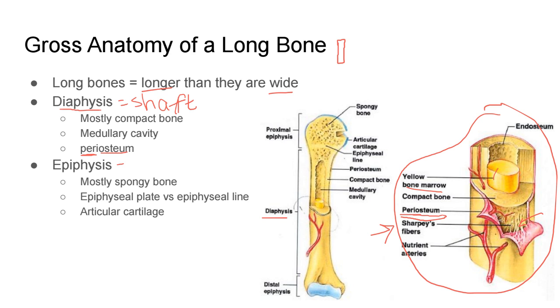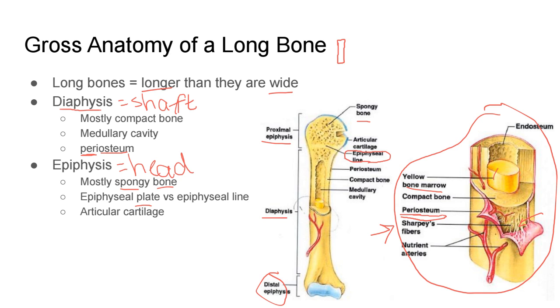At the ends of the long bone, you have the epiphysis. So the epiphysis is the heads. You've got an epiphysis at the proximal end and an epiphysis at the distal end. So these are the heads of the long bones. The epiphysis contains mostly spongy bone, so you might see some red bone marrow up in that epiphysis. The epiphysis is connected to the diaphysis by either the epiphyseal plate or the epiphyseal line. You can see in this picture here, it's an epiphyseal line.